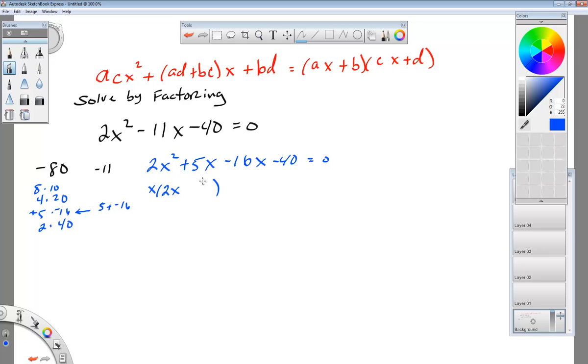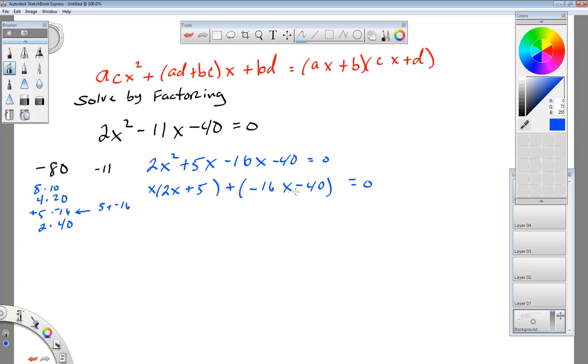And x times what is plus 5x? That would be plus 5. So if I were to distribute this through here, x times this and x times that, I would get this right here. Then I'm going to put a plus sign, and I'm going to put these together. Okay, but this time, I'll go ahead and do this. Watch. Okay, that equals 0.